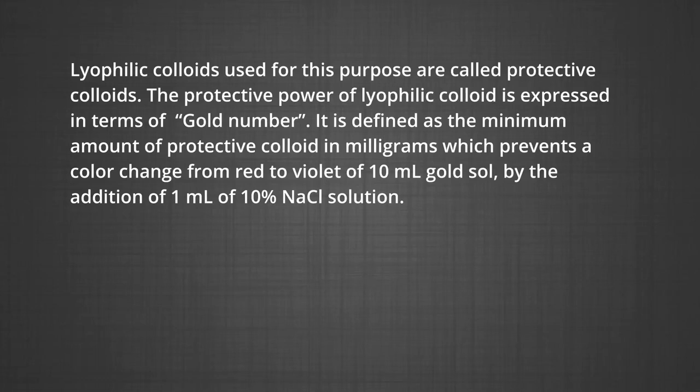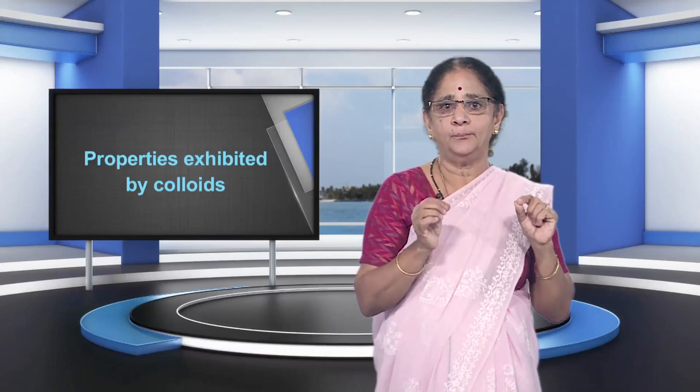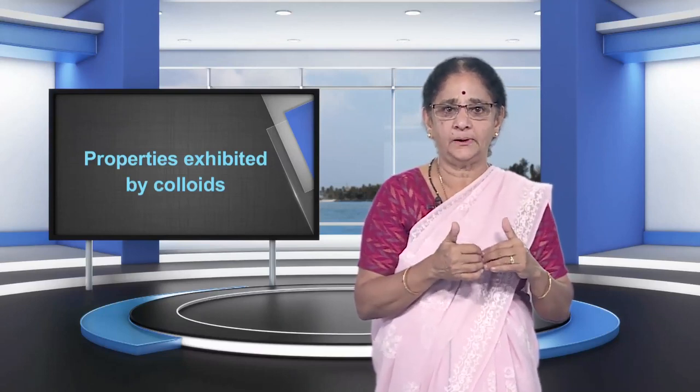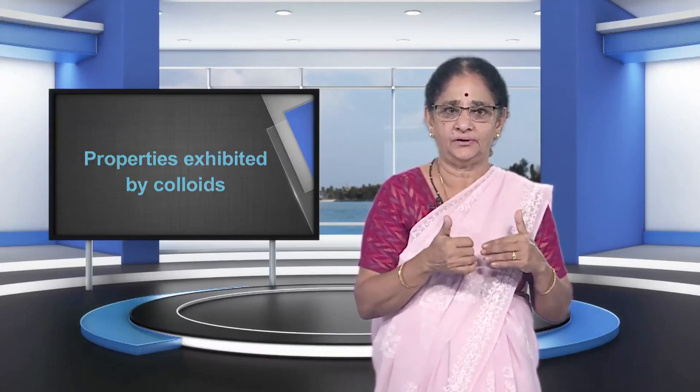The protective power of a lyophilic colloid is expressed in terms of gold number. It is defined as the minimum amount of protective colloid in milligrams which prevents a color change from red to violet of 10 milliliters of gold sol by the addition of 1 milliliter of 10% sodium chloride solution. The more the gold number, the lesser will be the protective power of the lyophilic colloid.